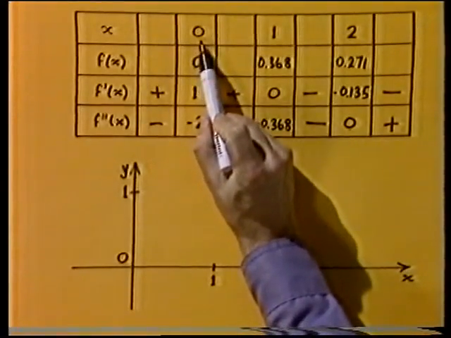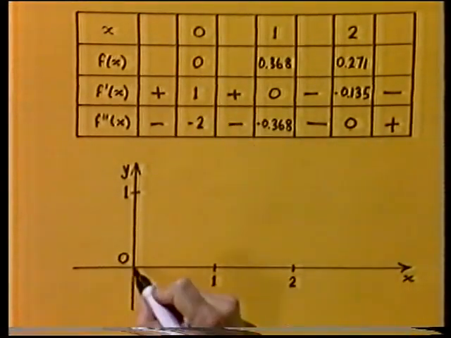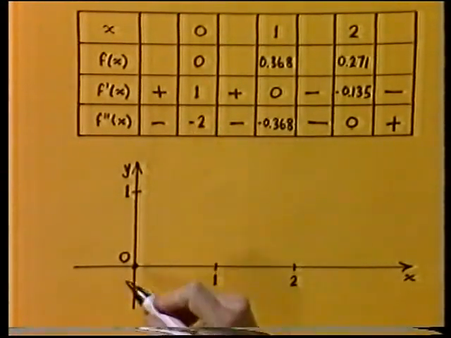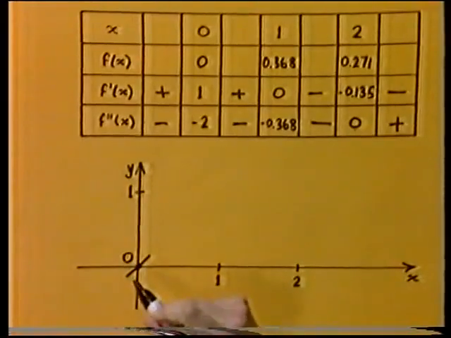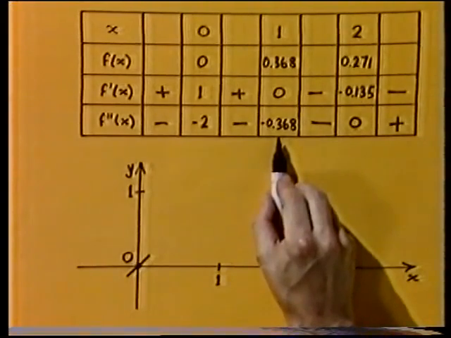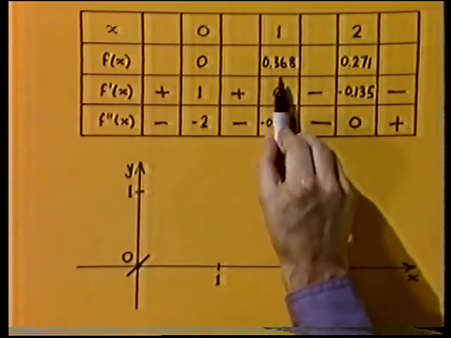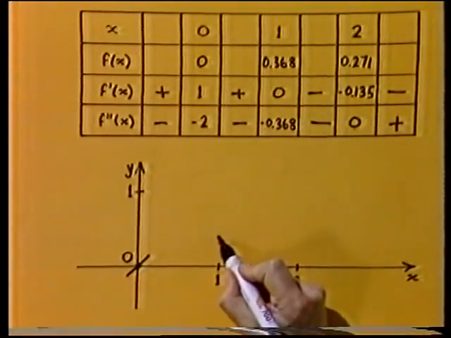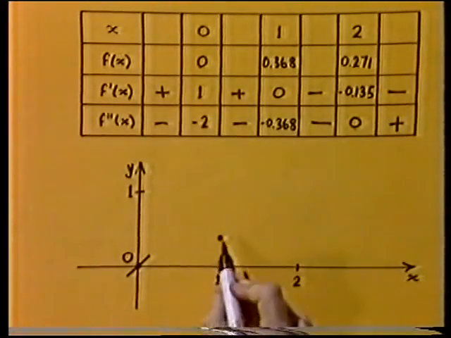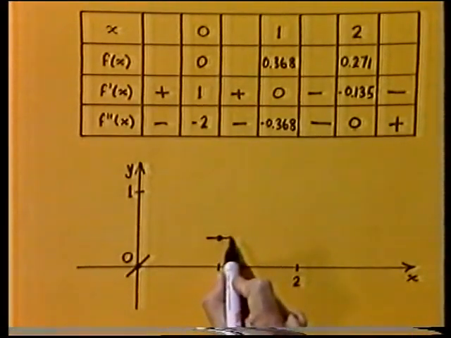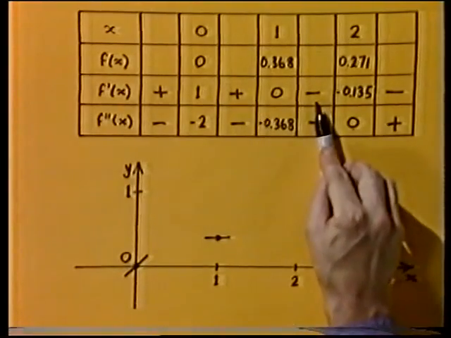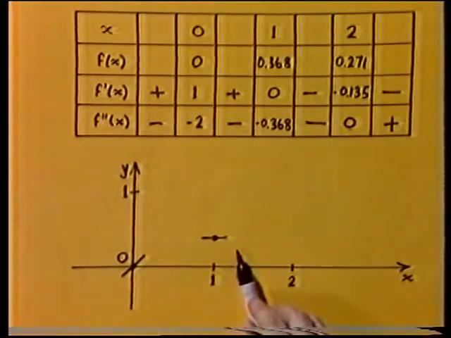When x is 0, f of x is 0. And f prime of x is 1, so I can draw in this tangent. The next important point is x equals 1. f of x is 0.368. That's about here. f prime is 0, so the tangent is horizontal. And the signs tell me that f prime goes from positive to negative. So x equals 1 must be a maximum.